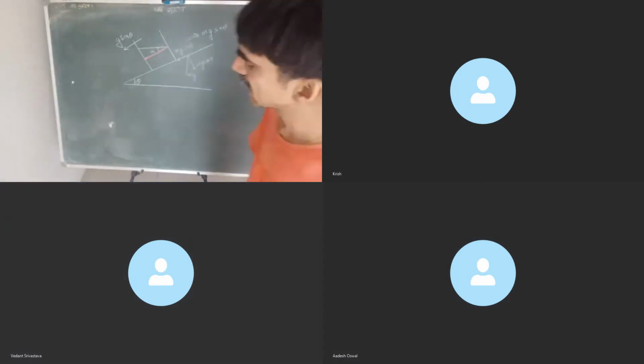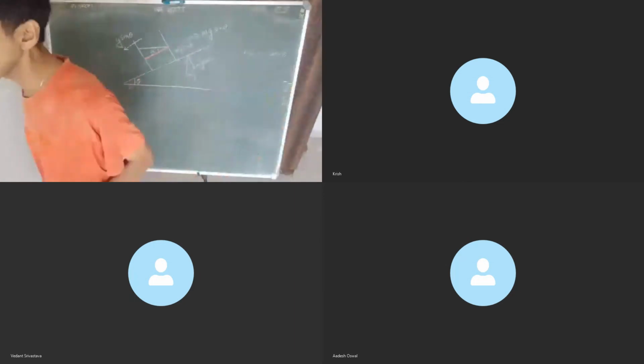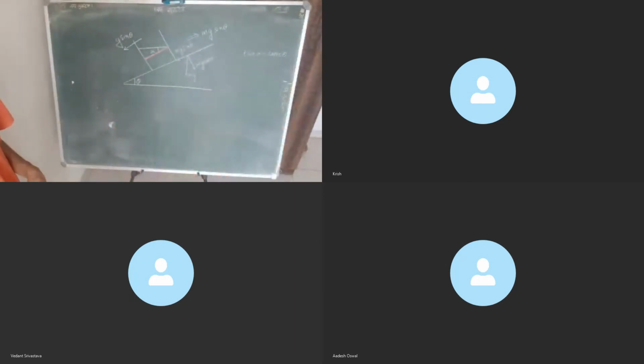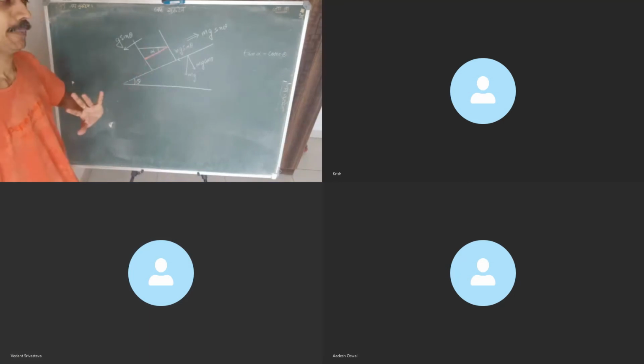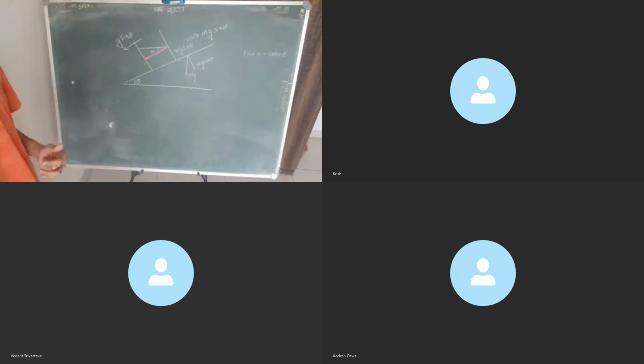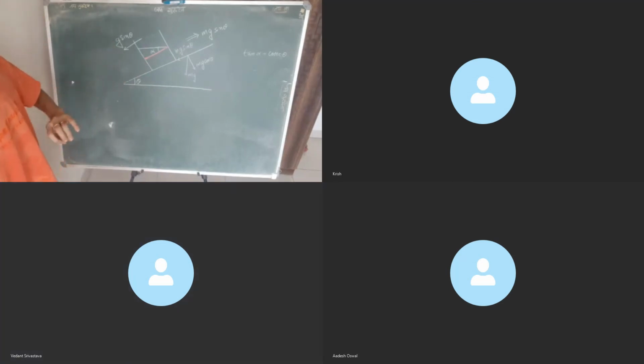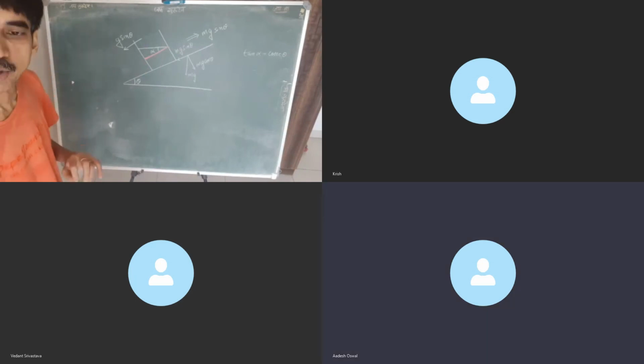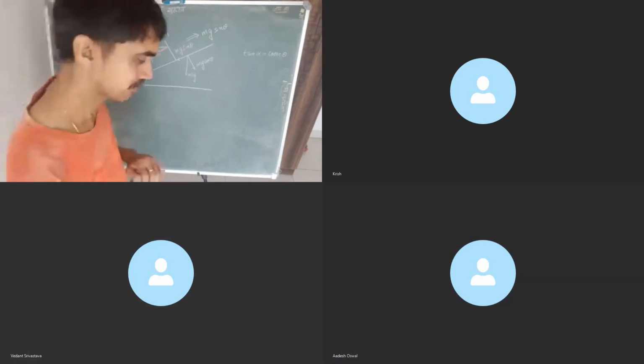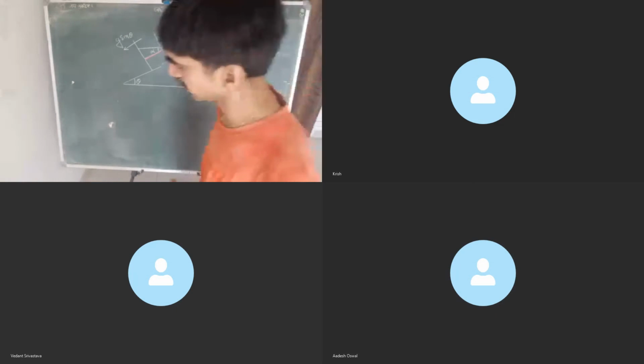So what will I say? Alpha must be 0, right? What should alpha be? Alpha should be 0. That means if you let loose any liquid on a smooth inclined plane, then it will level itself parallel to the inclination. Correct, yeah? It will level itself parallel to the inclination.